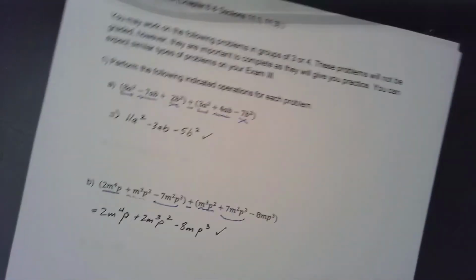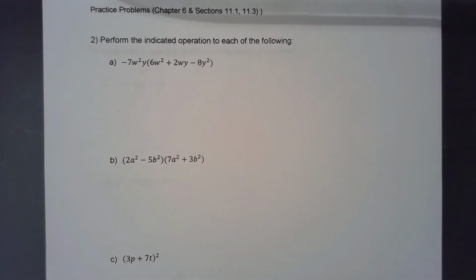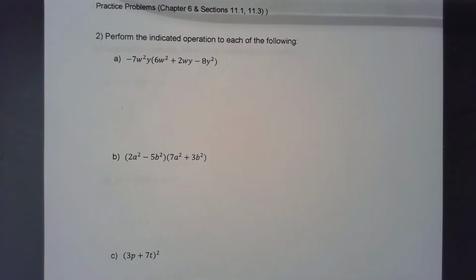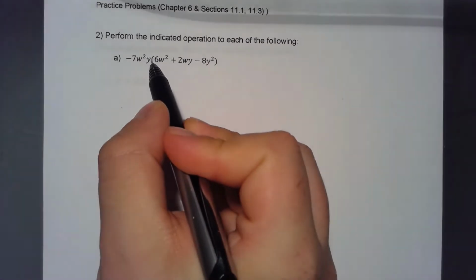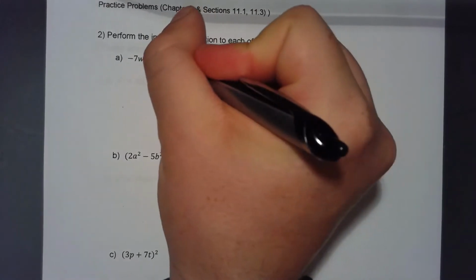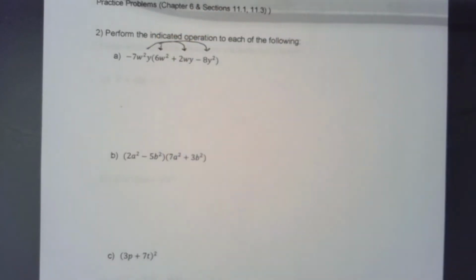Okay, the next page. So we're still performing operations. But now the operation here is multiplication, right? Because I don't have anything between the term and the parentheses, so that implies multiplication. So in letter A, you're just going to distribute this term to all three of these terms inside the parentheses.